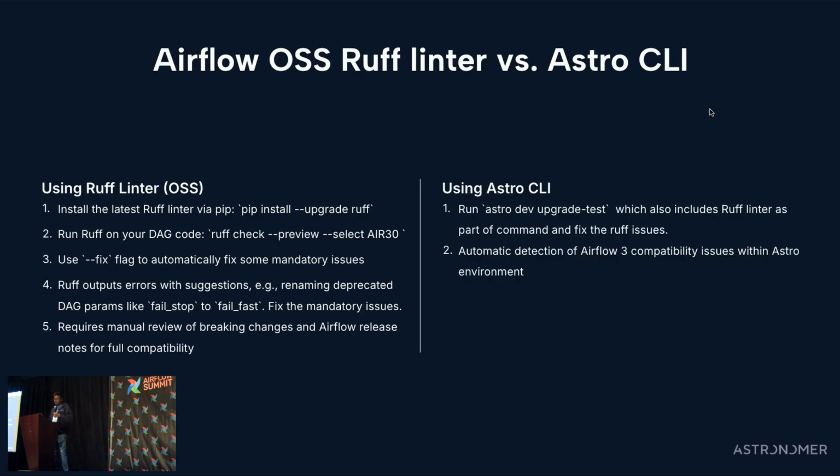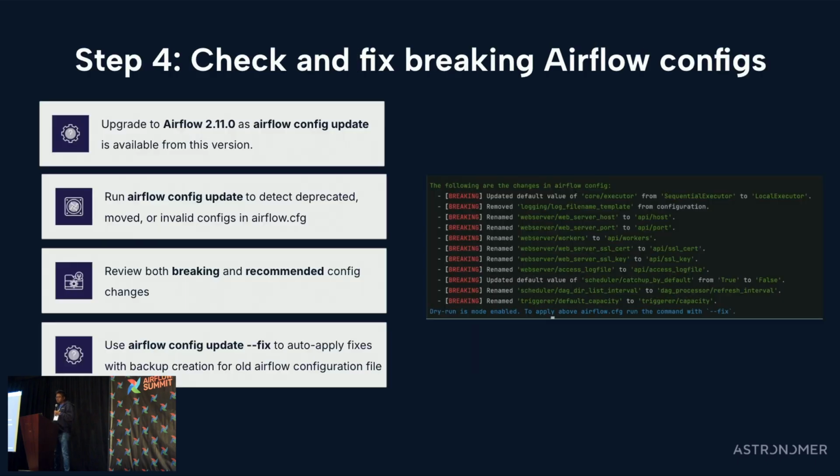Now, I already spoke about this. If you are using Astro CLI, there's a command called Astro dev upgrade test, which you could use, which already has Ruff linting enabled in it.